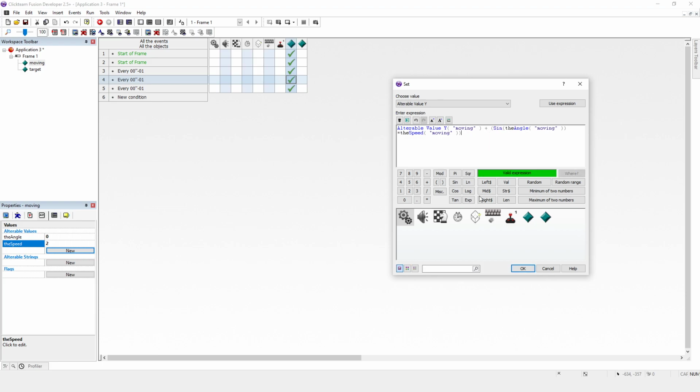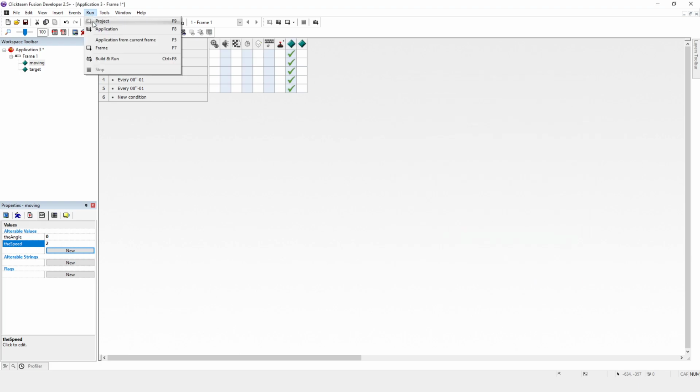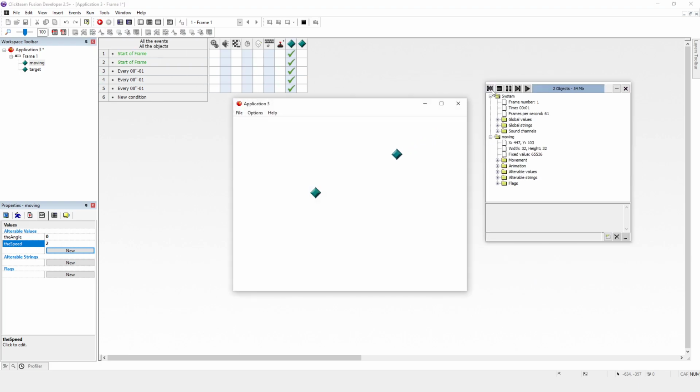S-I-N-E, or S-I-N. Okay, let's have a look now. So it should be twice as quick. Oh, very quick. And by storing it as a variable, you can actually just change it throughout the game, because part of Missile Command is it gets quicker and quicker. And so it really doesn't care where it is.